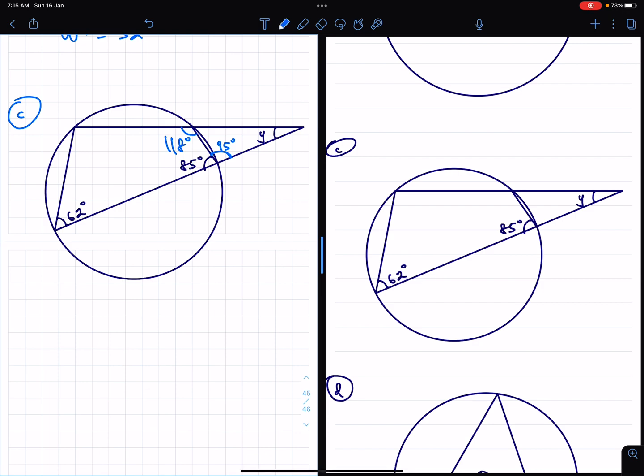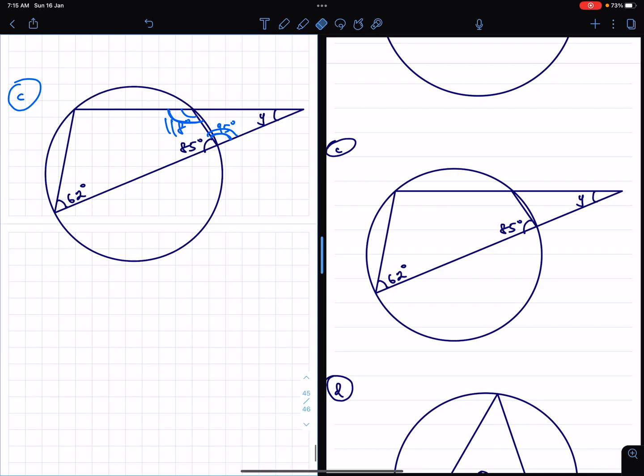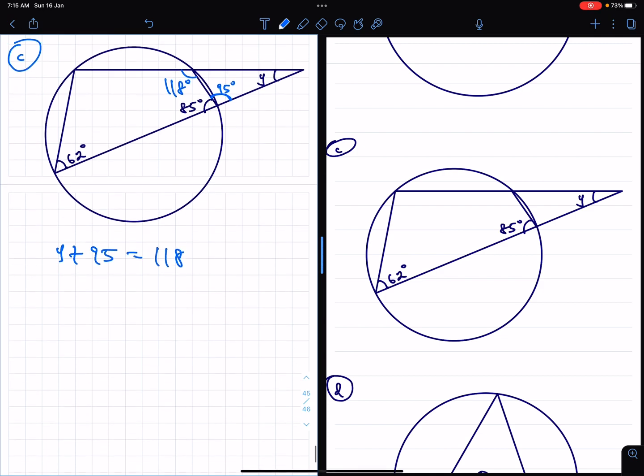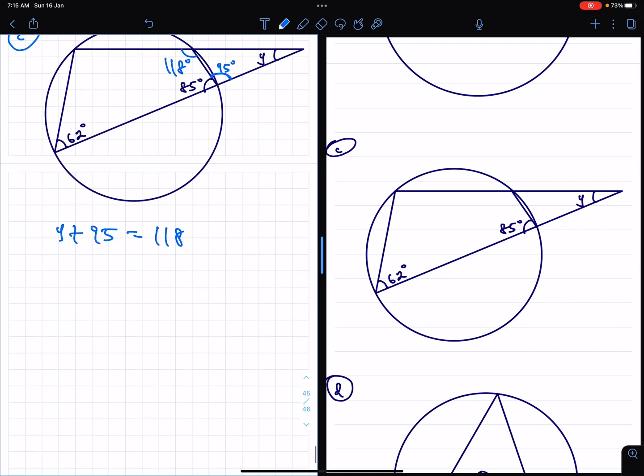Now I know that angle 118 degrees is an exterior angle to this small triangle, and it is equal to the sum of opposite interior angles. That means 118 degrees is 95 plus y. So I can simply say y plus 95 equals 118. Exterior angle of a triangle is equal to the sum of opposite interior angles.